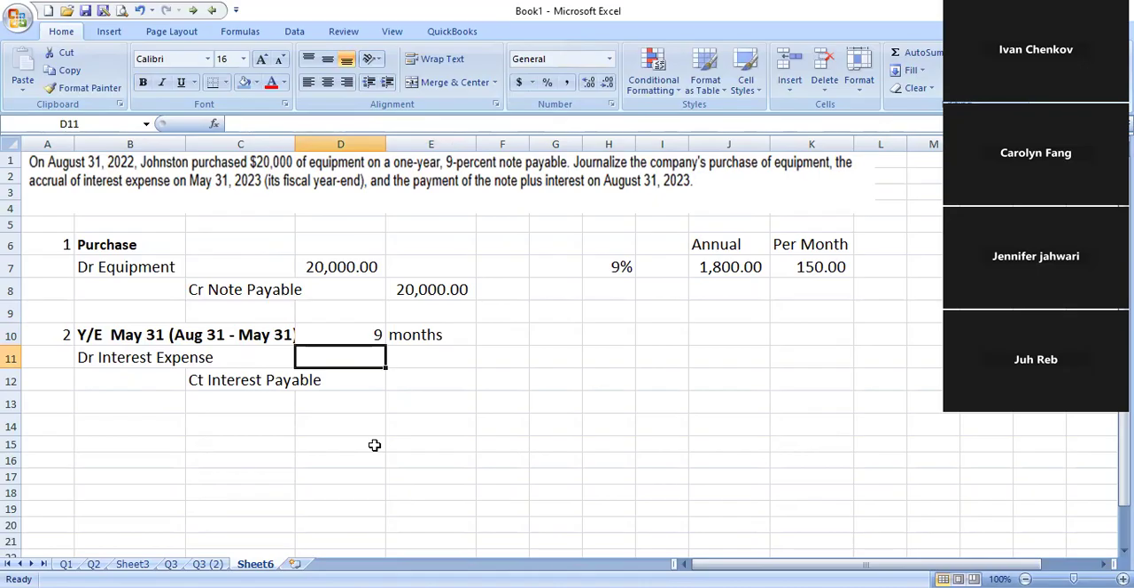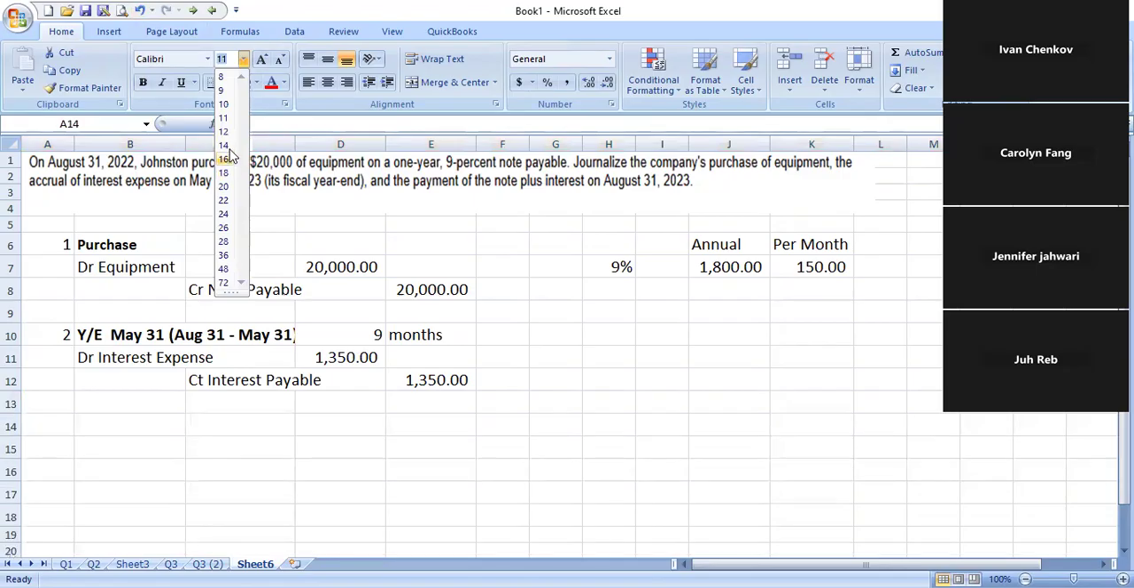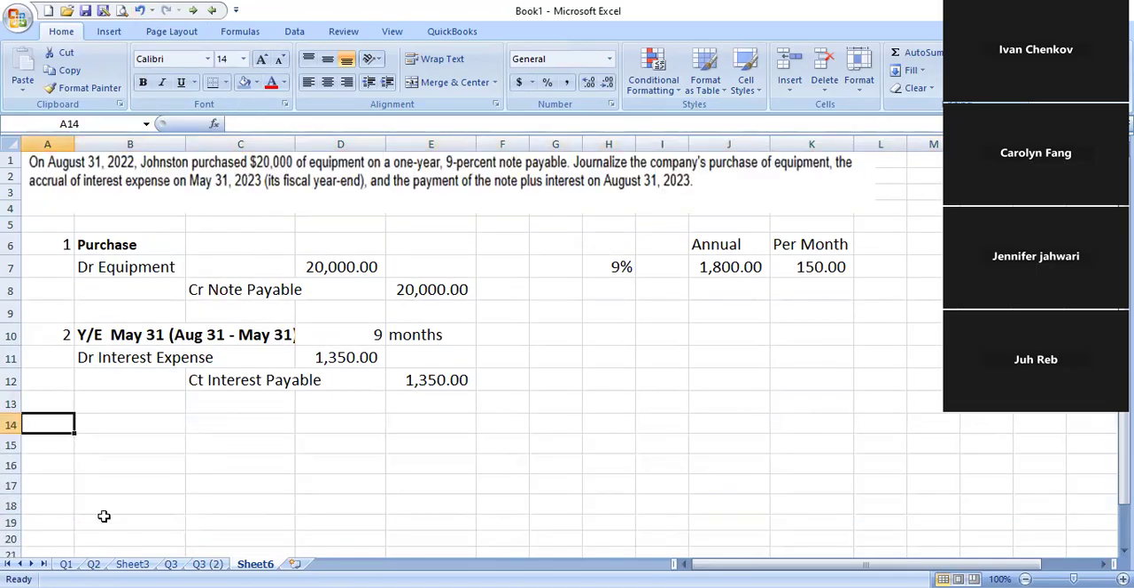So what will be the amount of my interest expense? 9 times 150. Equal to this one times 150, and it's going to be 1,350. Boom, done. Last one is the payment of the note plus the interest. So we have to pay the note and we have to pay the interest. Let's do it. That will be a combined entry, correct?